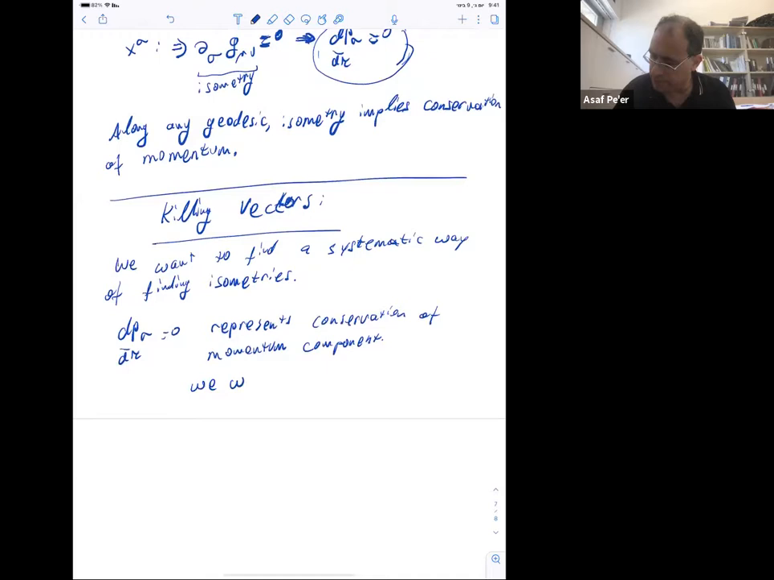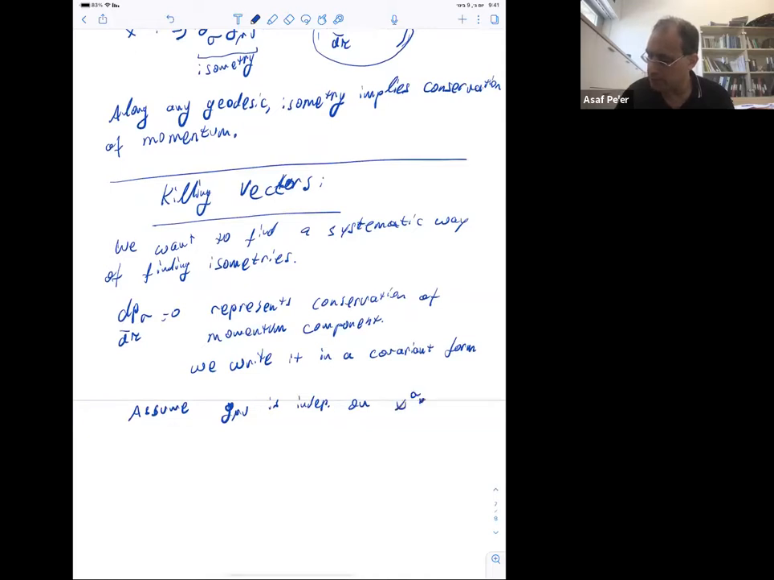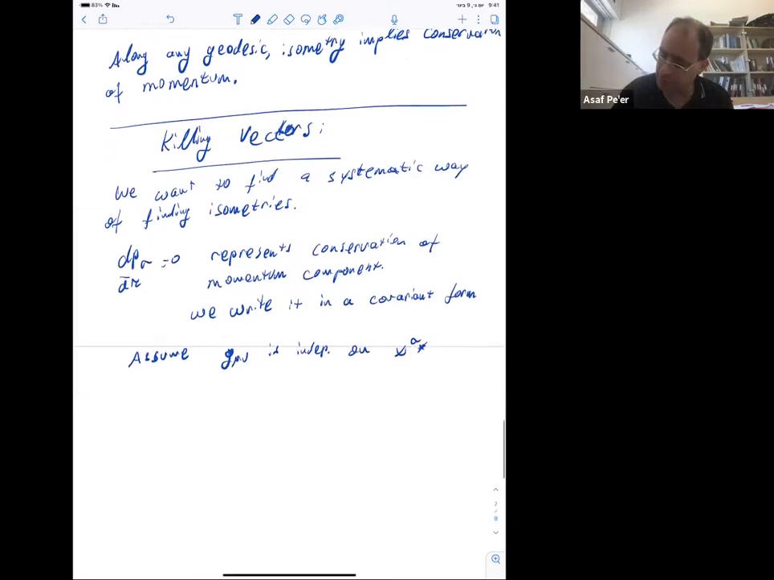We write it in the covariant form, namely independent of the coordinates. So let's assume that the metric is independent of some coordinate. So assume g_μν is independent of some coordinate which I call x^σ*. You see why I put the star there. So consider the vector which we call k.